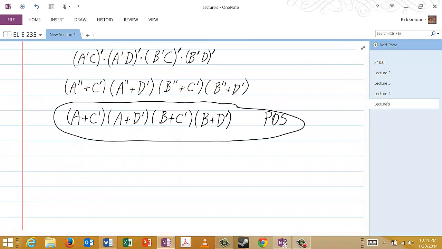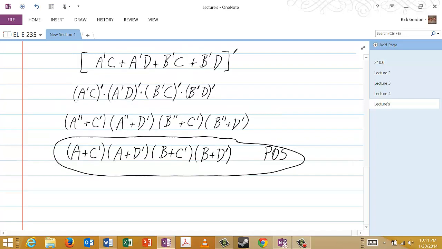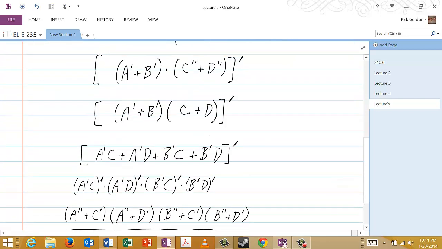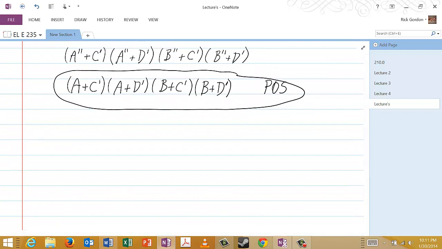And now, just as practice, I would suggest that you try to go backwards and take this product of sums expression and write it as a sum of products expression. And of course that sum of products expression should be this right here. So you should get AB or C complement D complement. I urge you to turn off the video now for a few moments and try to do that on your own, and then we'll all do it together.